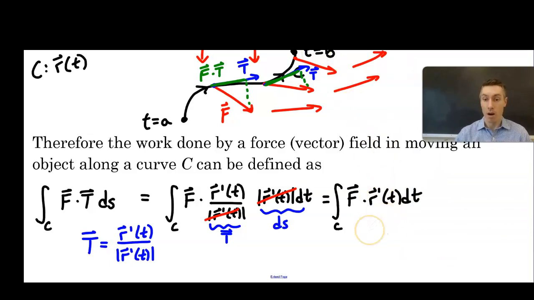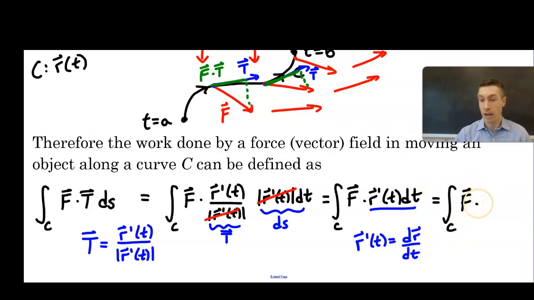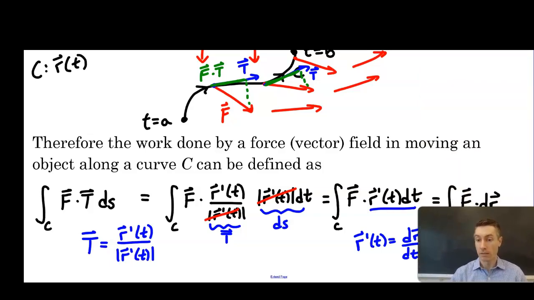If we write r prime of t as dr dt, then we can say that r prime of t dt is dr, so integral along C of f dot dr. This is the notation that you're going to see most frequently when we're evaluating line integrals of vector fields. So let's formally define this idea.